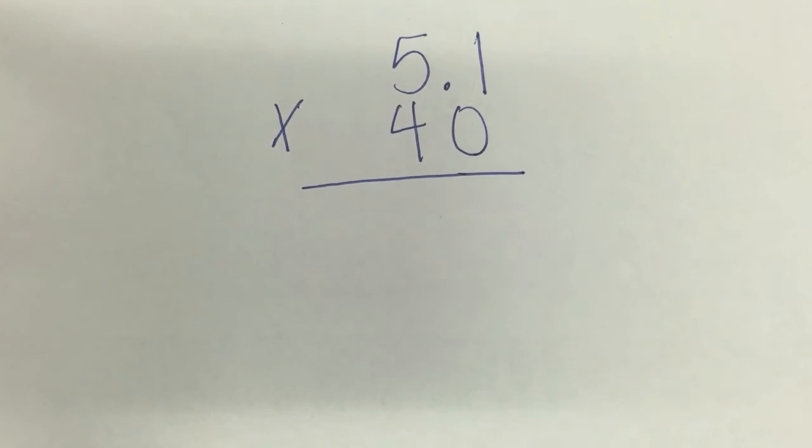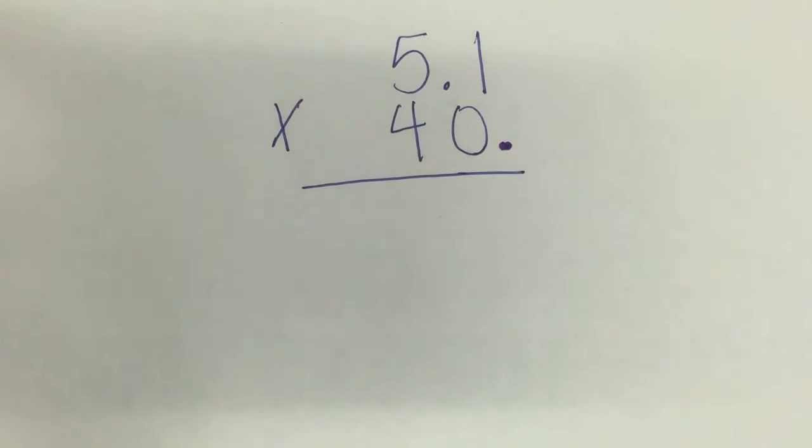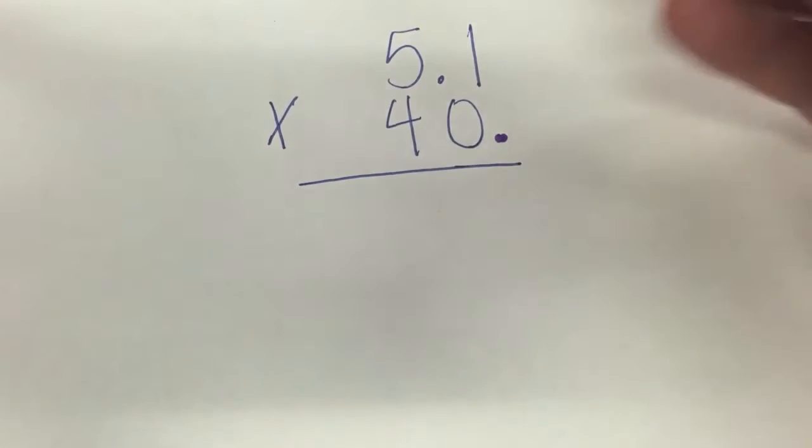There is another decimal. I don't see it. Where's that other decimal at? Right there, at the end of the whole number, just like Miss Green said in that video. Exactly. So now let's just multiply like normal.